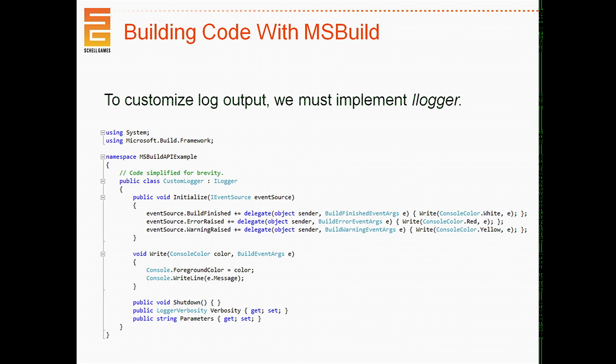First, you implement the ILogger interface. The ILogger interface has a method called Initialize. It gets passed an event source that has a number of event handlers that you can listen for. By listening on these, we can write out the information to the log file. You'll also notice that there's a Shutdown method and properties called Verbosity and Parameters. The Verbosity property will be set during the build process, and the Parameters will also. You can use the Shutdown method to close any streams that you may open for file I/O.